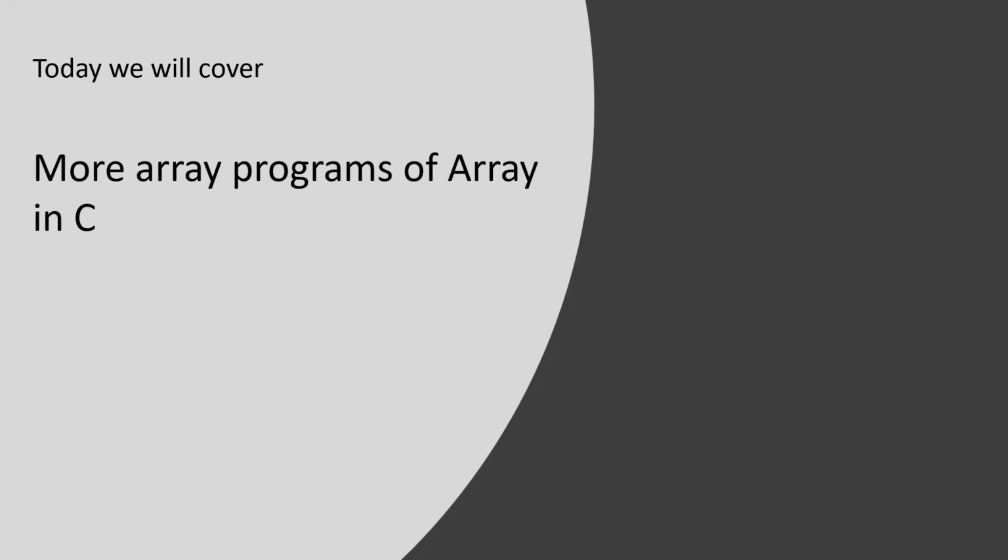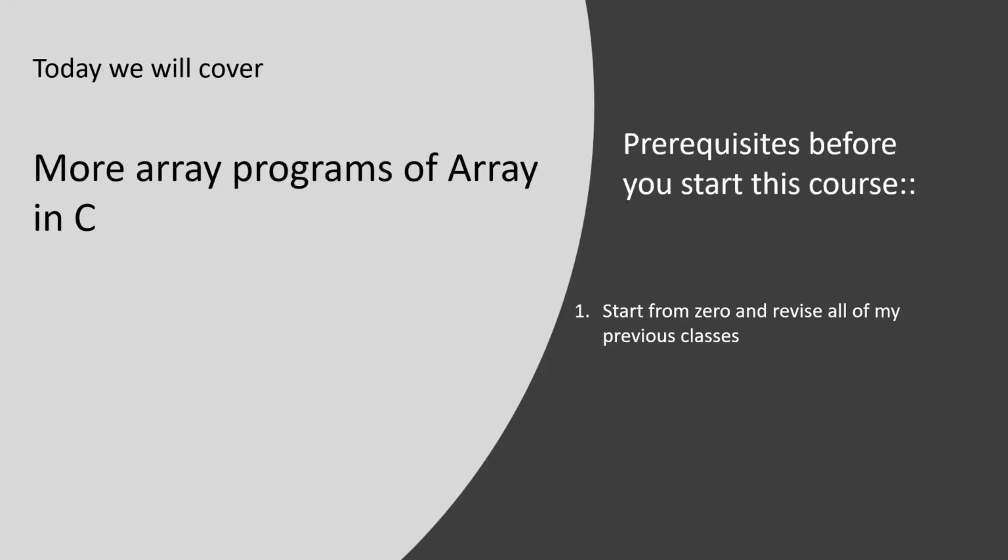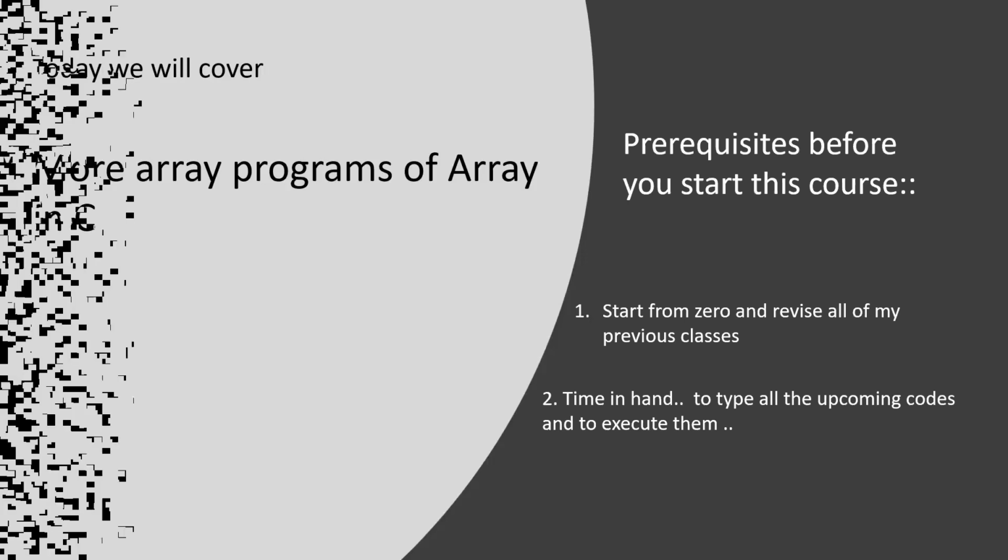If you ask me, in array we do not have much to learn, because array is just a collection of variables, a few variables with the same name. But array will be meaningful if you add the for loop with it. So we can do multiple activities in array if we use for loop. And obviously from the very first class I am saying for loop is the most important thing. So just go through all the previous classes. It is not much, and obviously you have to have some time in your hand to type all the programs I'll be showing you today.